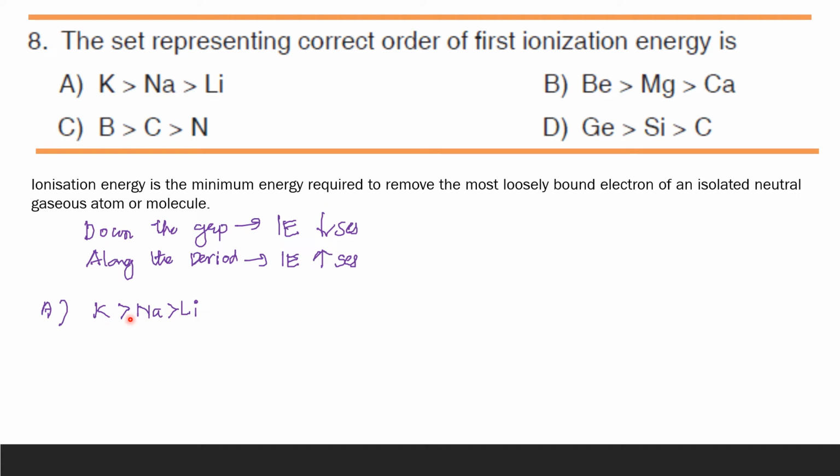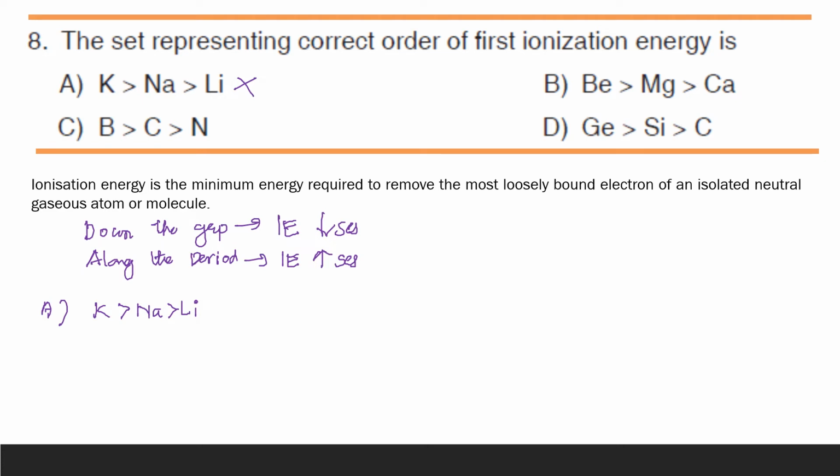But this order showing the ionization energy is not the one that is required, because lithium is the first member, sodium is the second member, and potassium is the third member. So when you move from the first to the third member, ionization energy should decrease. Lithium should have the highest ionization energy, followed by sodium, followed by potassium. So this set does not represent the correct order of first ionization energy. Therefore, we can neglect this option. So A is not the answer.